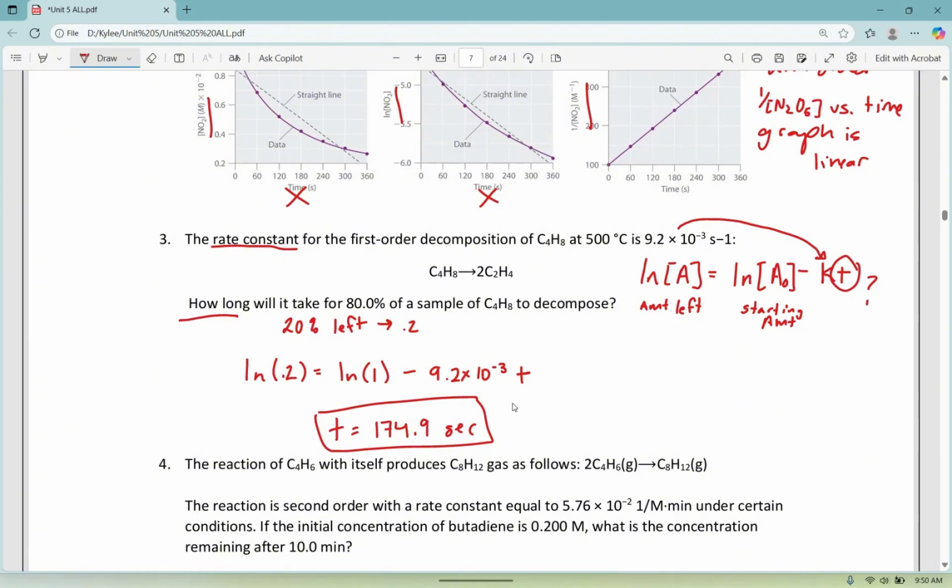And so that is one way to use the equations, not just understanding which equation matches up with which graph like we did for 1 and 2, but you can actually plug values into the equation and solve.